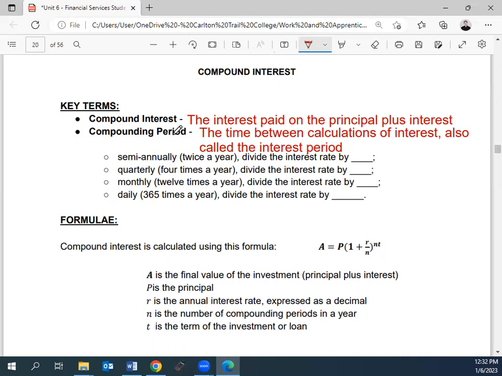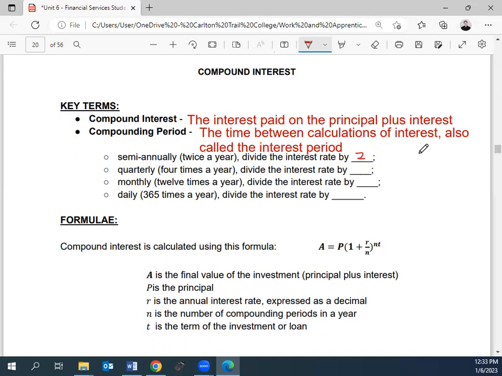And so compound interest accumulates at different paces. If it's once a year, it happens once a year. But you're going to get these terms here: semi-annually, quarterly, monthly, daily. There's also stuff like bi-monthly, bi-weekly. So semi-annually happens twice a year, so you divide the interest rate by 2.